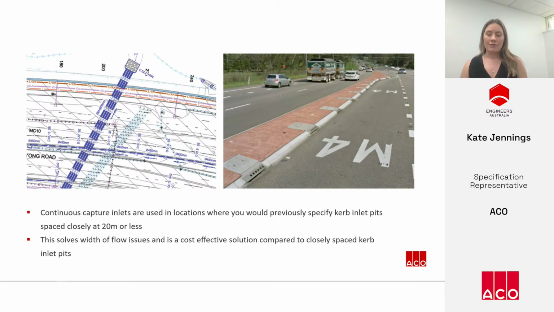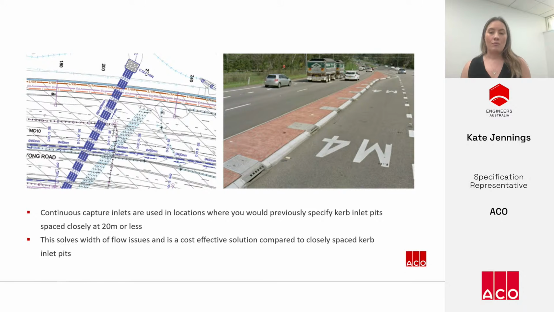A big driver on every project is cost. Precast slotted curb drains and graded trench drains are ideal for applications where curb inlet pits would otherwise be spaced closely together at intervals of 20 metres or less. It's just more expensive to install pit and pipe in these applications than a graded trench drain.